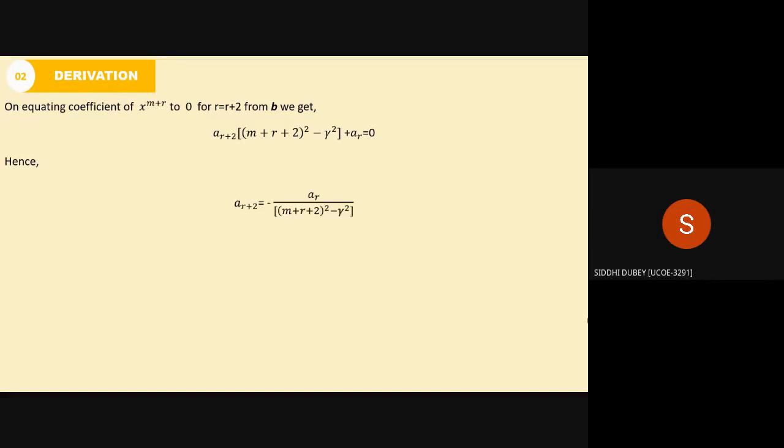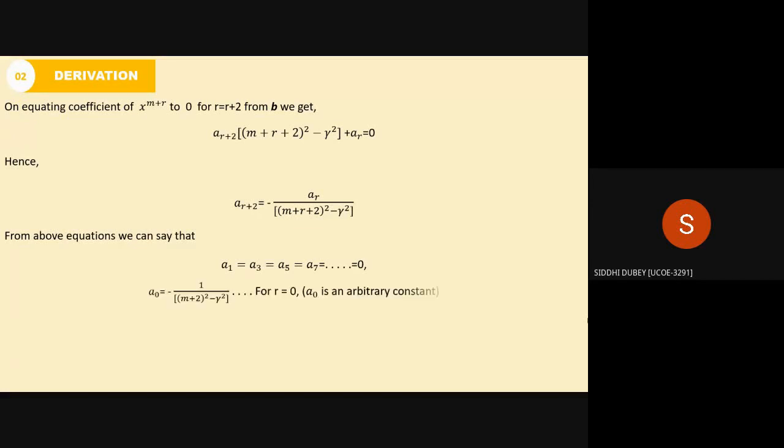Hence, from the above equation, we can say that for all the even values, the value will be a(r plus 2) equal to minus ar upon ((m plus r plus 2) the whole square minus lambda square). We can also say that for all odd values, that is a1, a3, a5 and so on, the value will be 0.